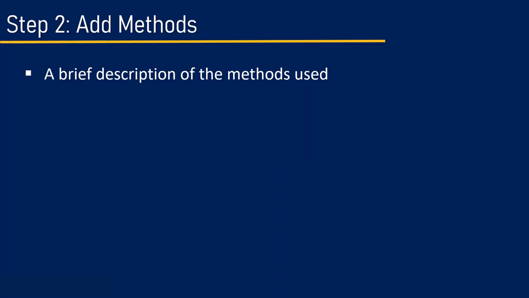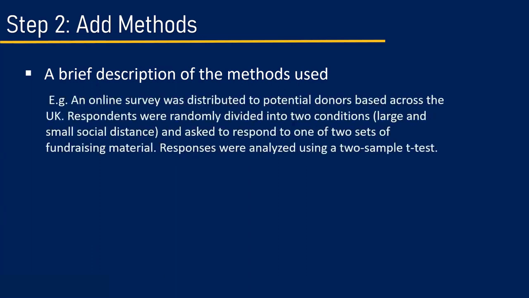Step 2. Add methods. The next step is a brief description of the methods used. For example, an online survey was distributed to potential donors based across the UK. Respondents were randomly divided into 2 conditions, large and small social distance, and asked to respond to one of 2 sets of fundraising material. Responses were analyzed using a 2-sample t-test.